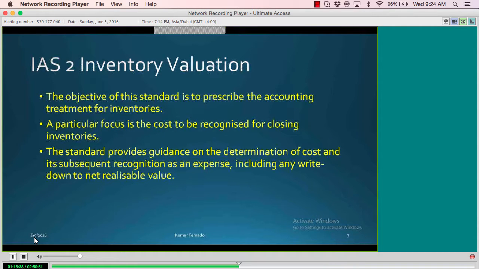So IAS 2 inventory valuation: the purpose of the standard is to provide a method for valuation of inventory. So how to value the closing inventory. Basically it's the question of what is your cost and what is your write-off and what is your net realizable value. So the theory is the inventory should always be valued at cost or net realizable value, whichever is lower.